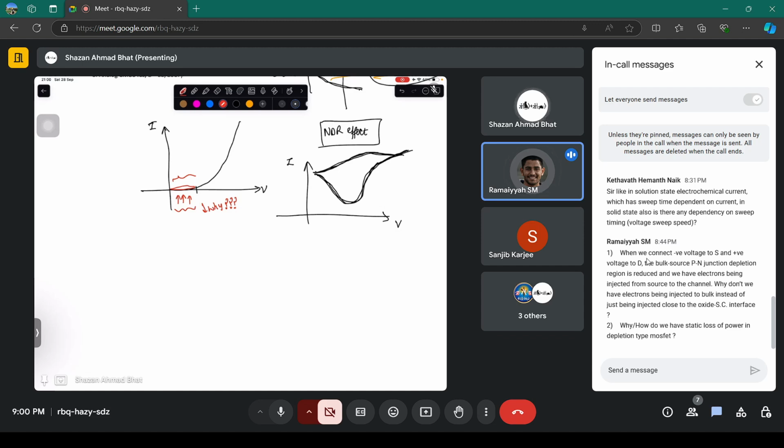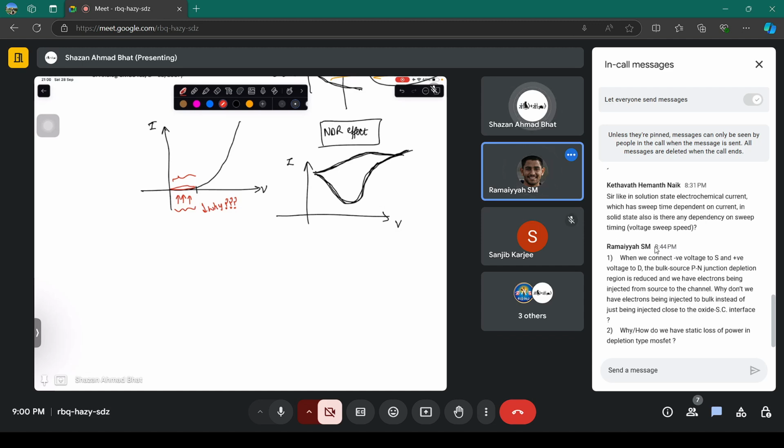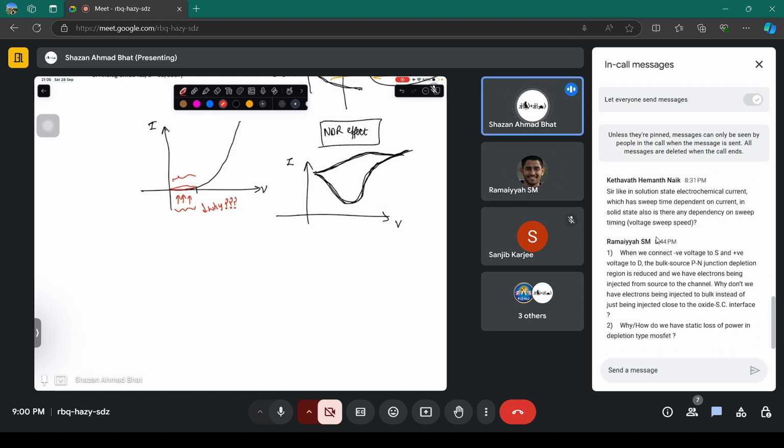I think I have two more questions. Yes, you have a question. When we connect negative voltage to the source and positive voltage to the gate, the bulk source depletion region is reduced, and we have electrons being injected from source to the channel. Why don't we have electrons being injected through the bulk instead of just being close to the oxide semiconductor interface?